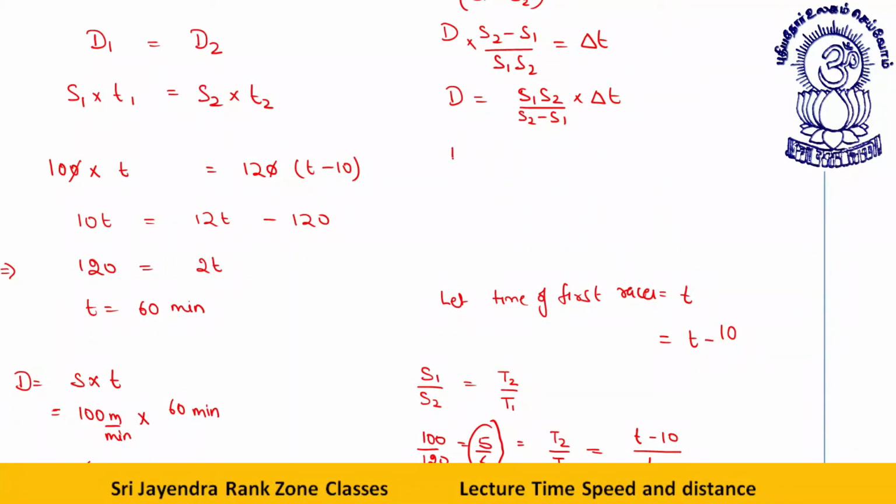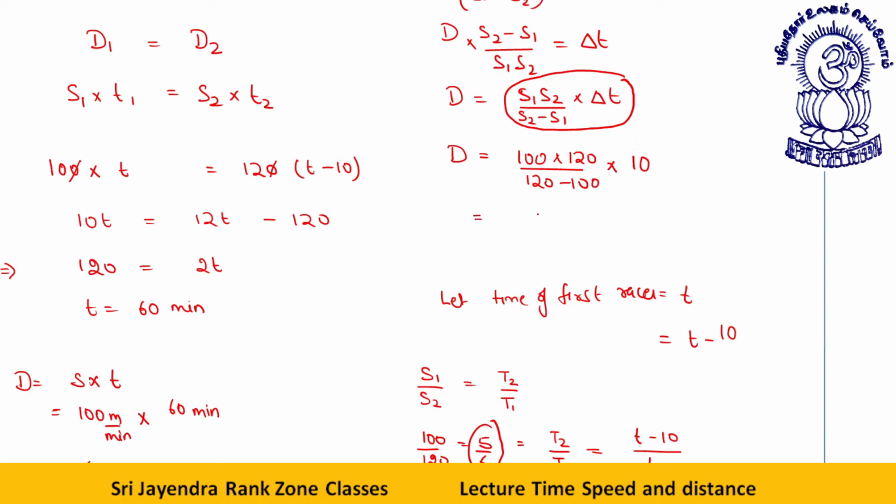So what we have now, the distance is, what is the speed 1? 100. What is the speed 2? 120. What is 120 minus 100? This is the formula which you need, which you can memorize. Actually, I don't ask you to memorize too many formulas, but this is something which will help you. The difference of the time is 10 minutes.